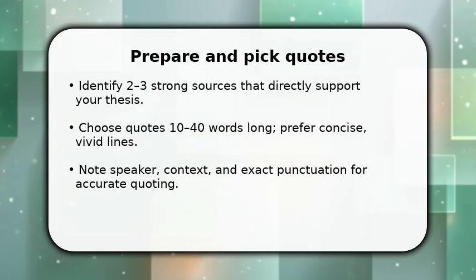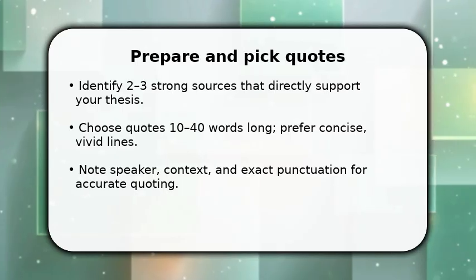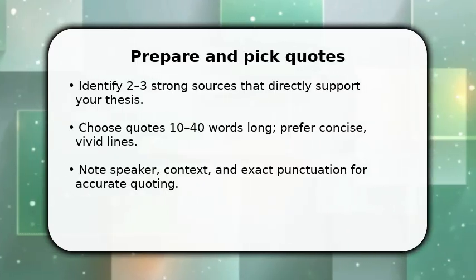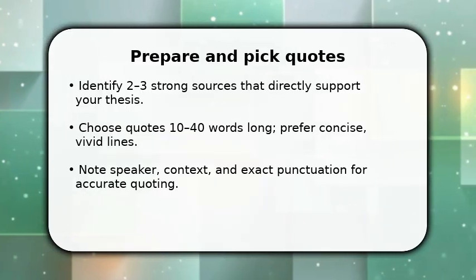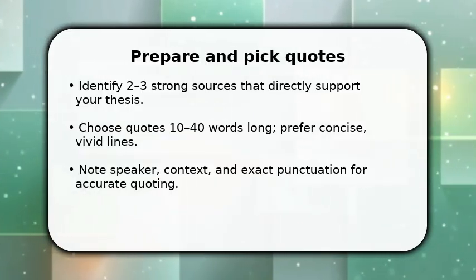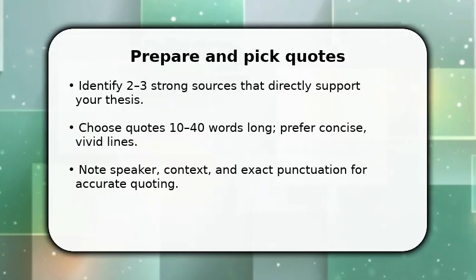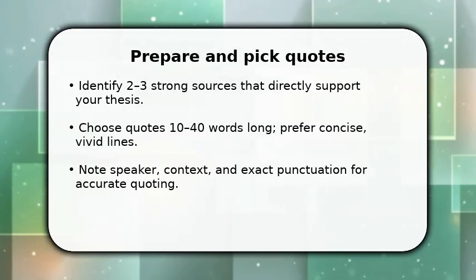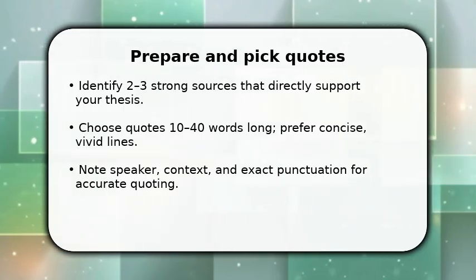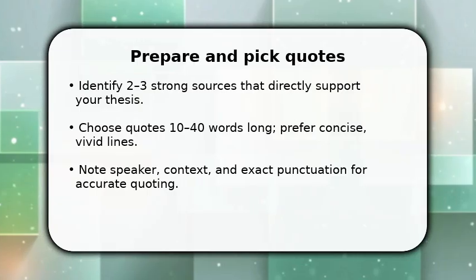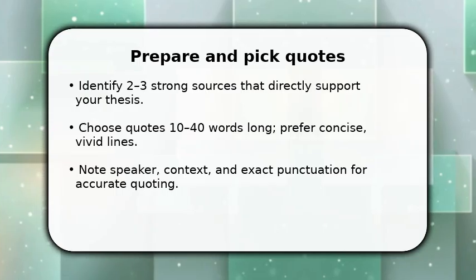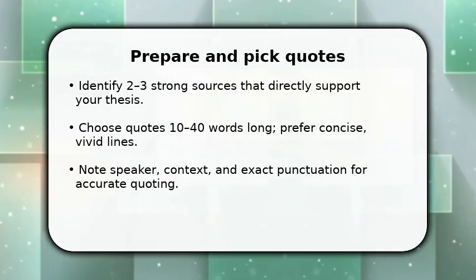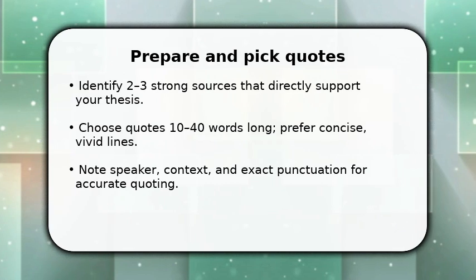You start by selecting precise lines that advance your argument. Pick 2 to 3 quotes that clearly relate to your thesis and are 10 to 40 words long. Once done, mark the sentence boundaries and record the speaker or author and context so you can introduce each quote accurately. Make sure to transcribe punctuation exactly and note any unusual capitalization. Then decide whether you will embed the quote or set it apart as a block, based on length and emphasis.